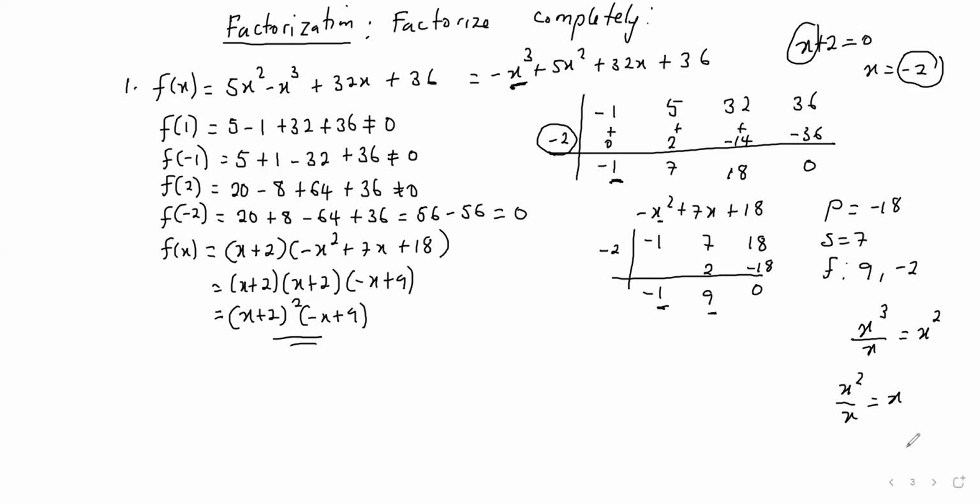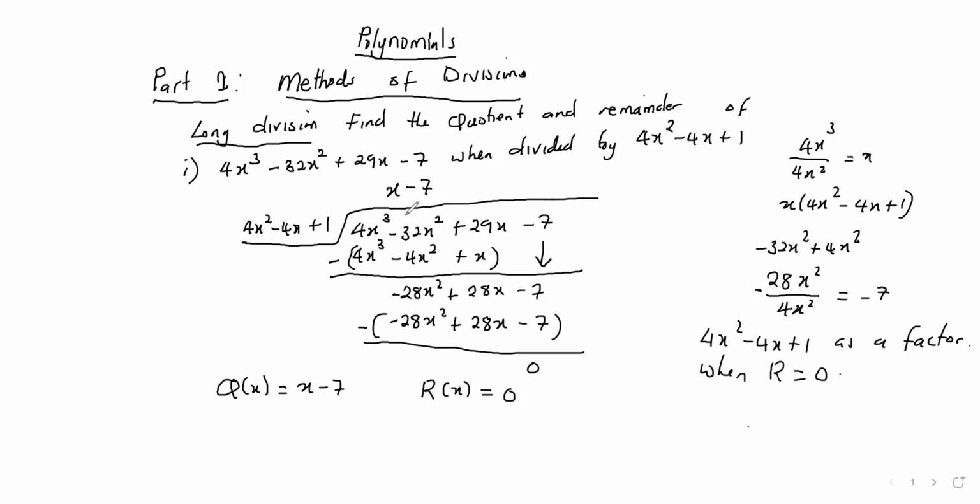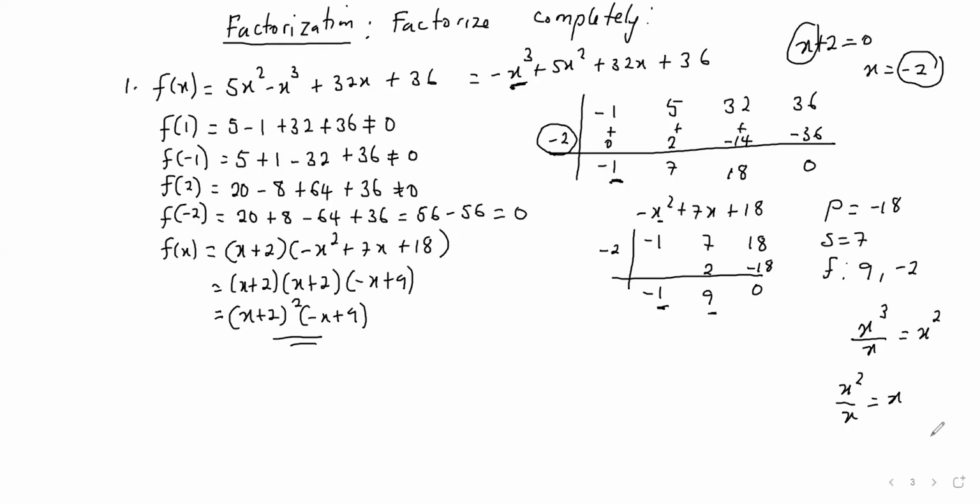It's the same thing that we are doing here. If you look at what was happening here, when we divide 4x power 3 by 4x squared, the power was reducing following what you have used to divide. So this is the same concept that we are using in synthetic division.